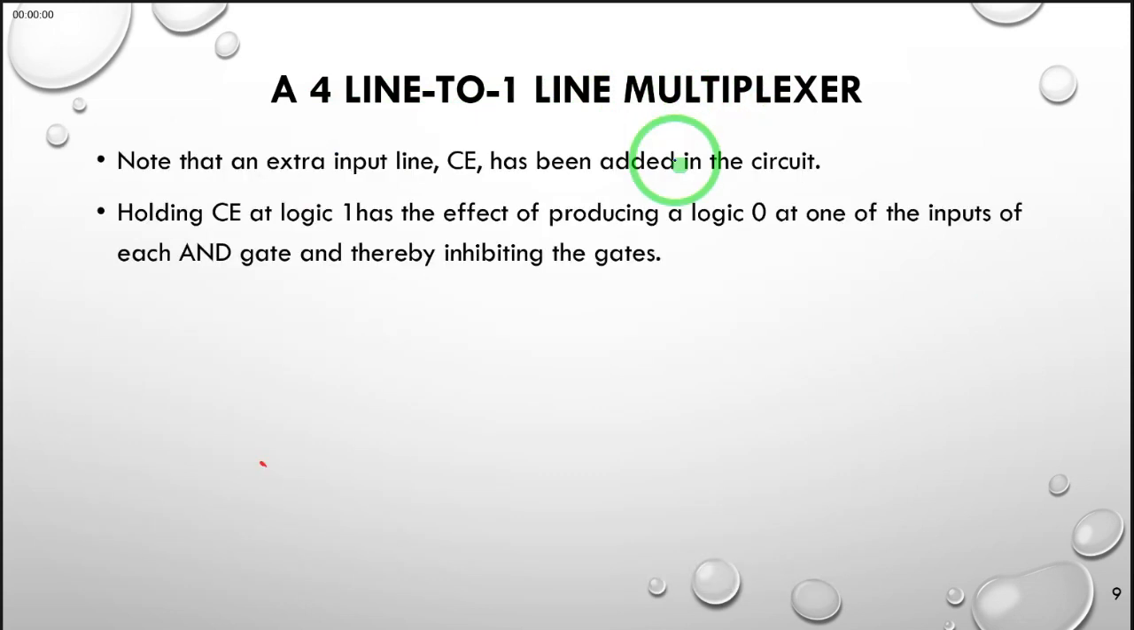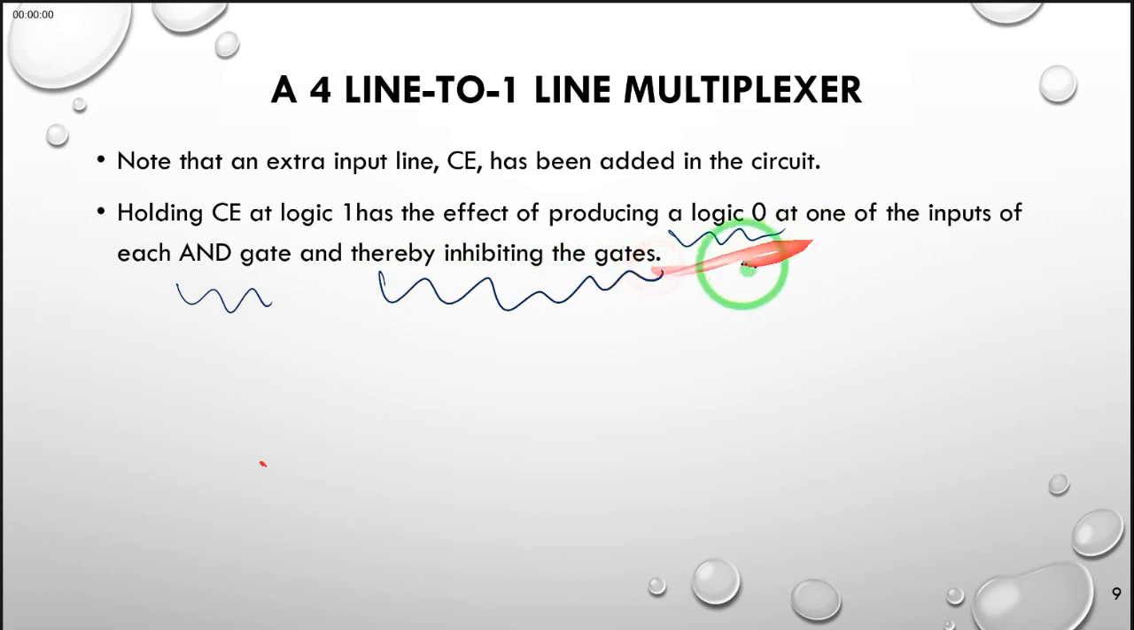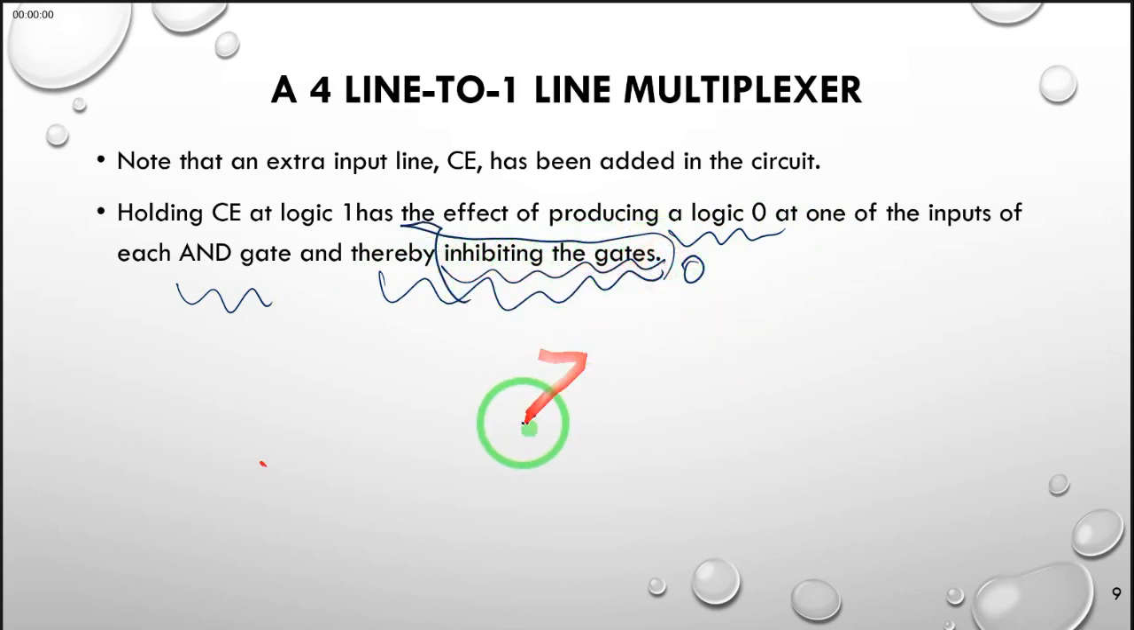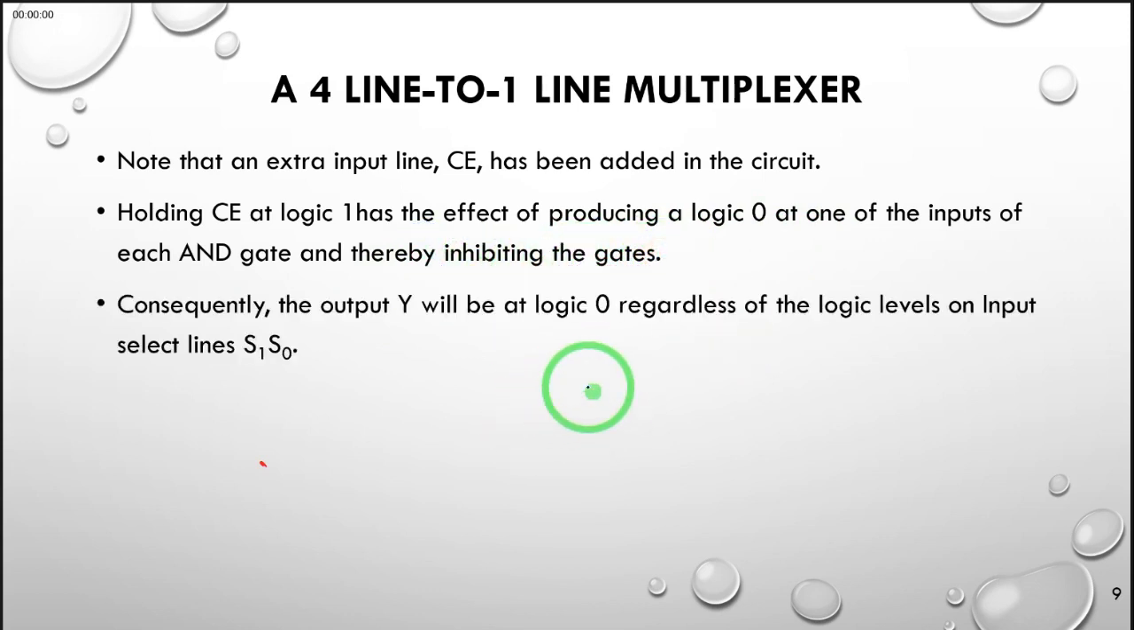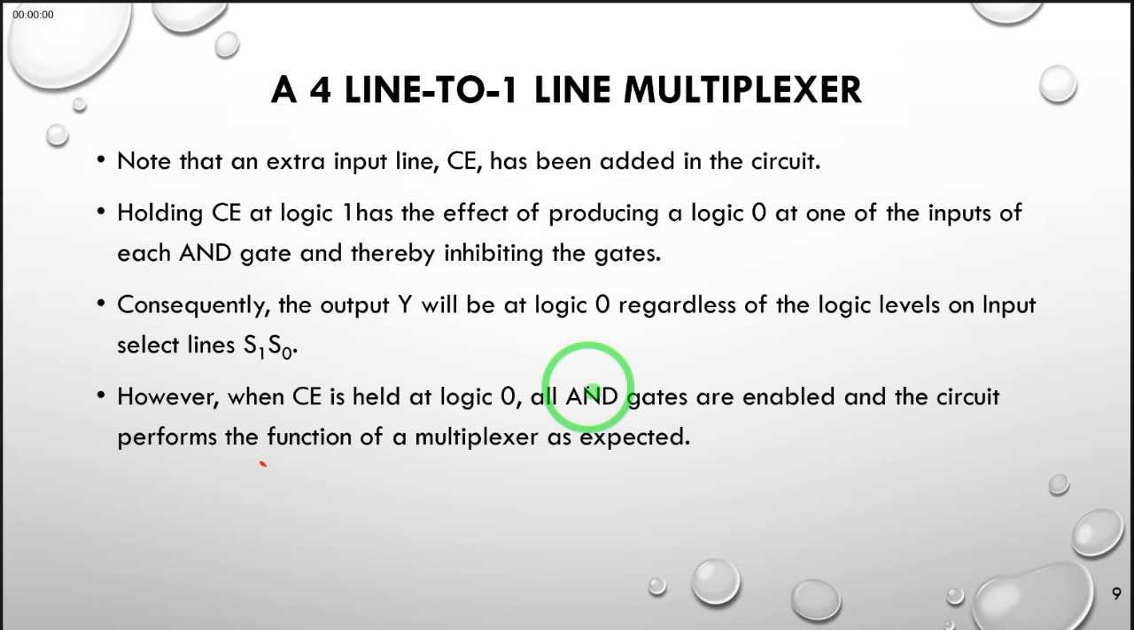We say that we have an extra input line CE that is added to the circuit, and holding the CE at logic 1 has the effect of producing logic 0 at one of the inputs of the AND gates, thereby inhibiting the gate. That means the gate will always give an output of 0, and therefore it appears our multiplexer device is off. Consequently, the output Y will be at logic 0 regardless of the logic levels in the inputs, and what we are simply saying is that our CE acts as an on-off button for our multiplexer.